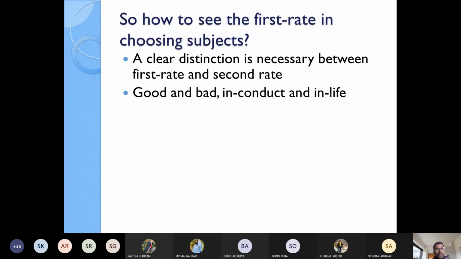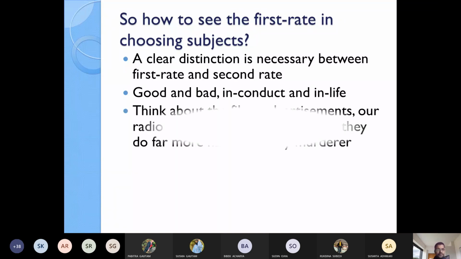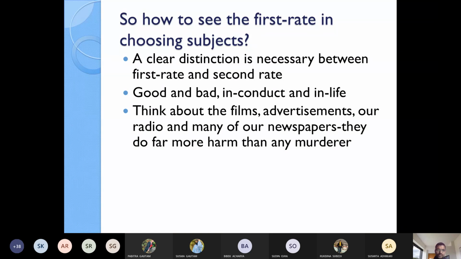Good and bad in conduct and in life. Now, dear students, don't go behind what somebody said. Don't go behind the banner that is hung on the pole by the roads, saying that this is a very good subject. Somebody said good and you thought good and you chose that subject. If you don't know why you are choosing, that's not good.